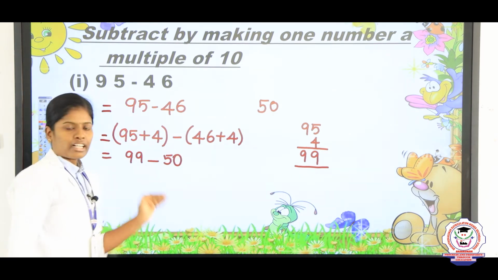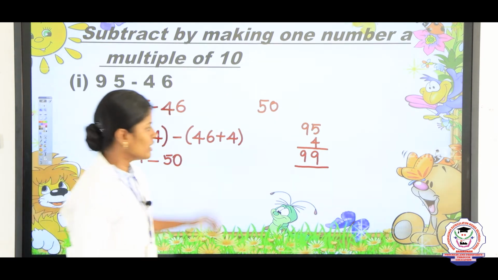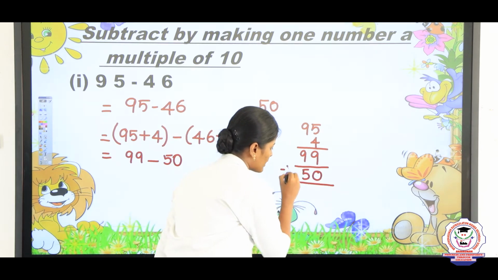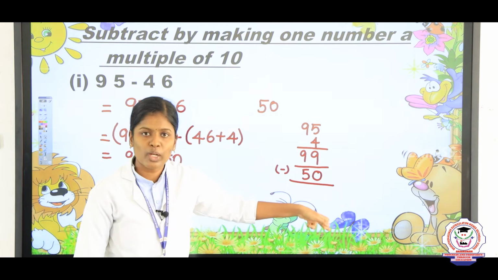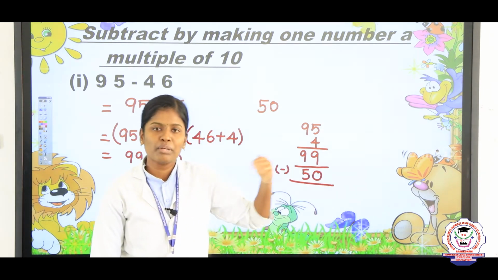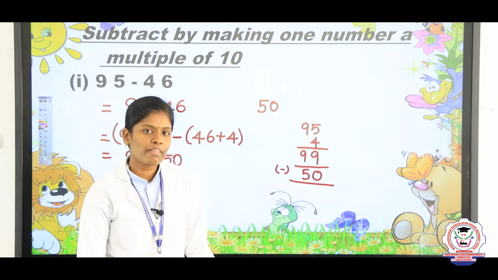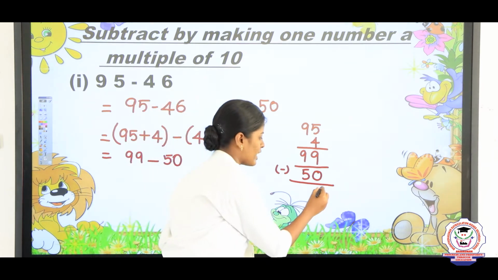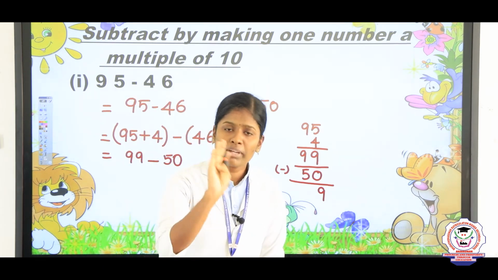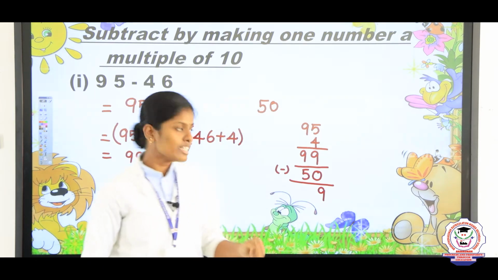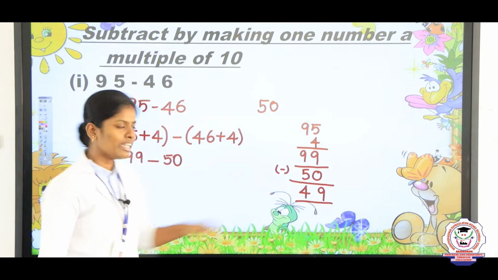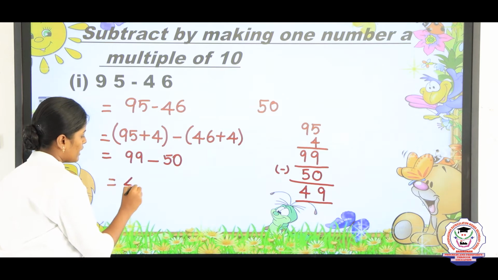Now finally take 99 minus 50. While subtracting, first we take the ones place value. Here the ones place values are 9 and 0. So subtract 9 minus 0. What is the answer? Very good. The answer is 9. Next take 9 fingers and then fold 5 fingers. So what is the remaining answer? The answer is 4. So the final answer is 49.